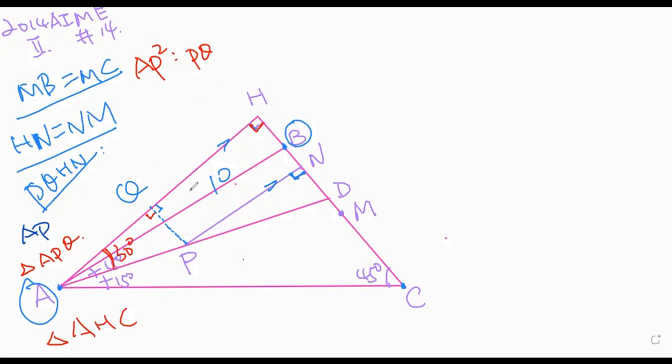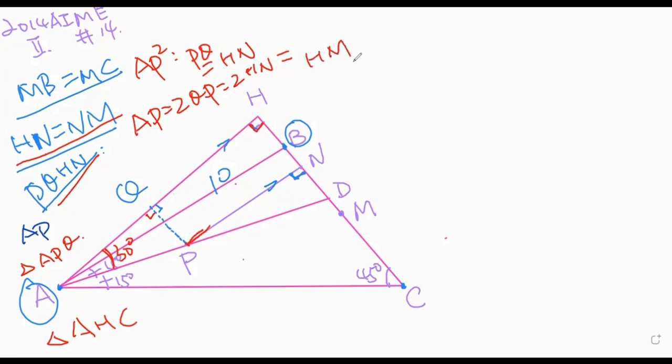PQ is, this is a rectangle. We just talked about this is a rectangle. So PQ converts to HN. And we know HN equals NM. So AP equals 2 times QP, which equals, of course, 2 times HN, so it is equal to HM. Right now, the problem is converted to this one.